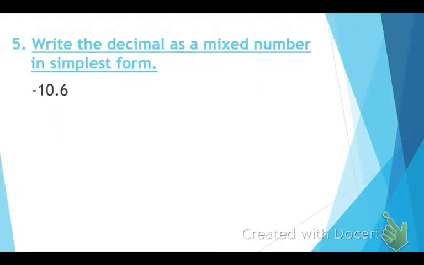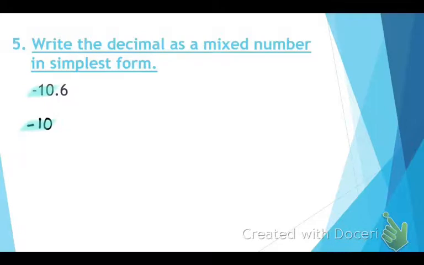Okay, so the next one asks us to write the decimal as a mixed number in simplest form. Here's the deal. All numbers are either whole numbers or part of numbers, okay? In this case, we do have a whole number and a part of a number. What's the whole number on negative 10.6? Negative 10. That's where a lot of people messed up. If this is a negative 10 right here, I am also going to drop down that negative 10.